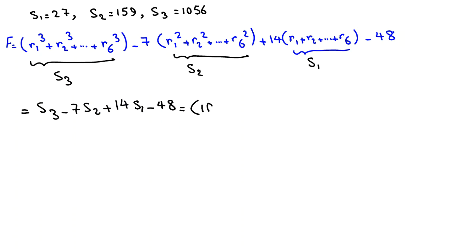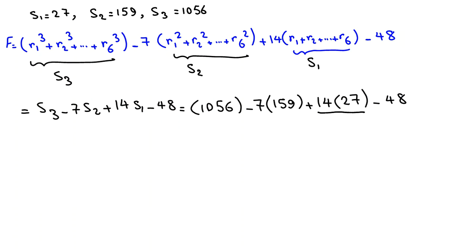And if you replace, it will be 1056 minus 7S2. S2 is what? 159. We've calculated that plus 14S1. S1 is what? 27 minus 48. So you need only multiply these two terms and these two terms. And then if you calculate and multiply and simplify, you will reach 273. So we found the answer of this problem.